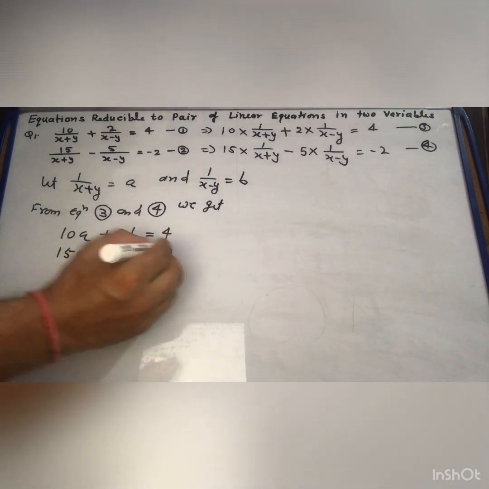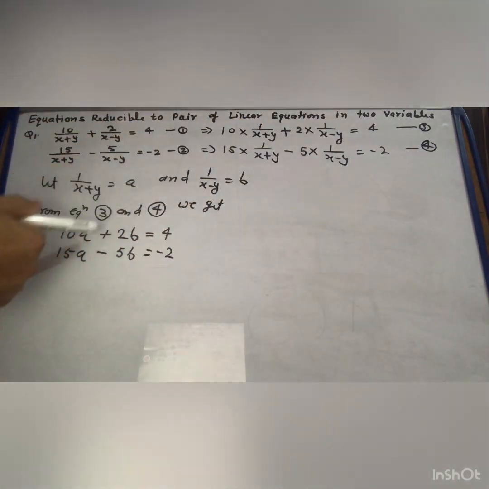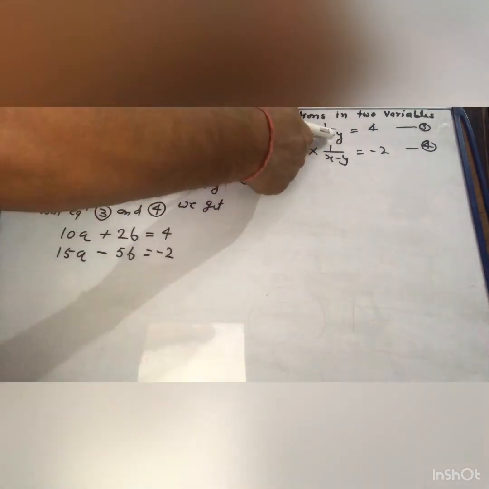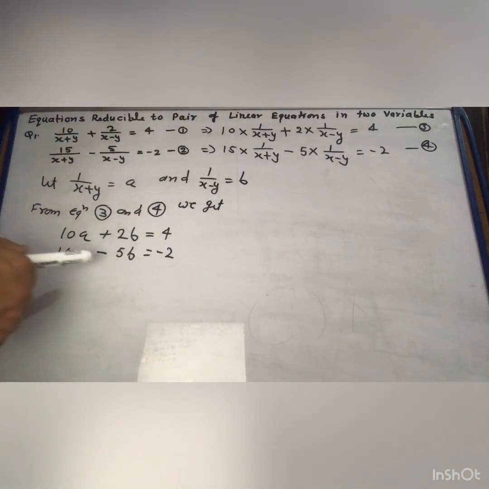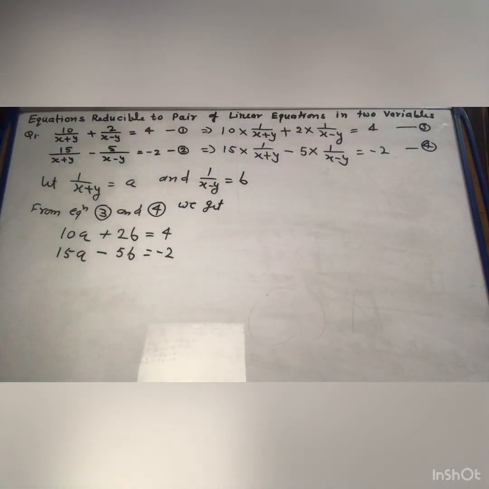Okay, so you can see that 1 upon x plus y is replaced by a, and 1 upon x minus y is replaced by b. So both equations 3 and 4 convert into a pair of linear equations in two variables, and here the variables are a and b. Now we will solve these two equations by any one method, like the substitution method, elimination method, and cross multiplication method.